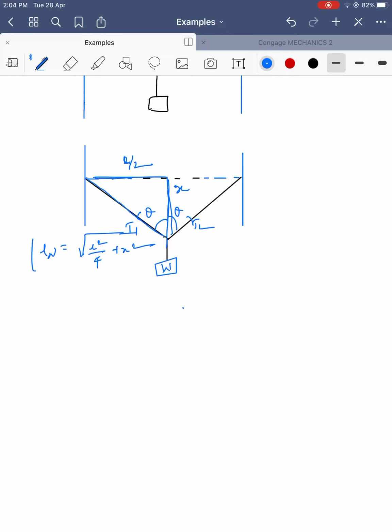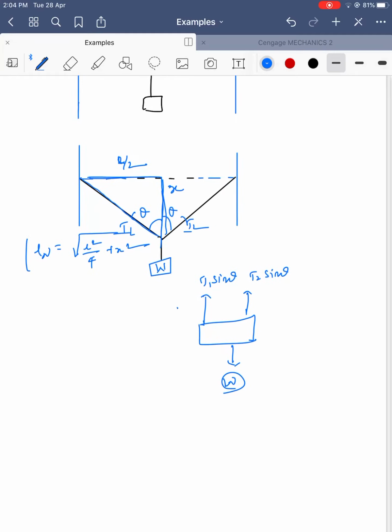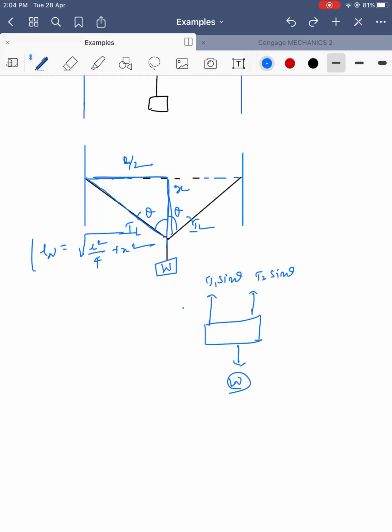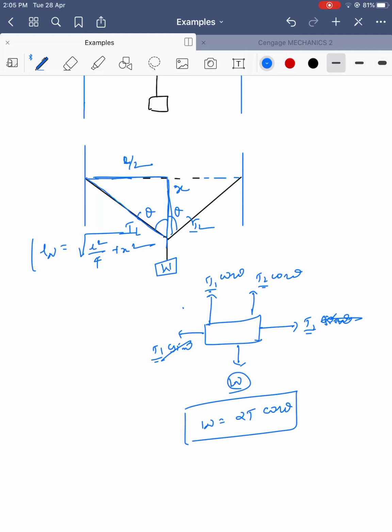Let's draw the middle point. Upward forces are T1 sin theta and T2 sin theta, and there is a downward force W. Horizontal forces are T1 cos theta and T2 cos theta on either side, and they cancel because acceleration is 0, so T1 is equal to T2, as in the previous video. So W is equal to 2T cos theta.